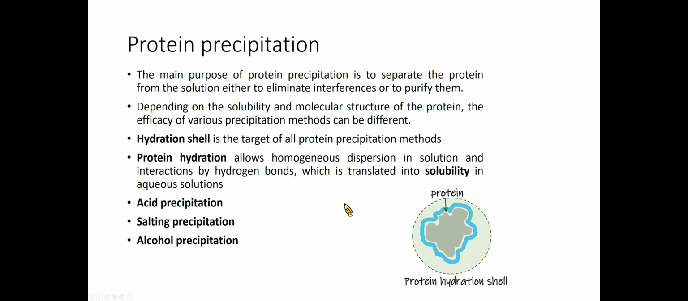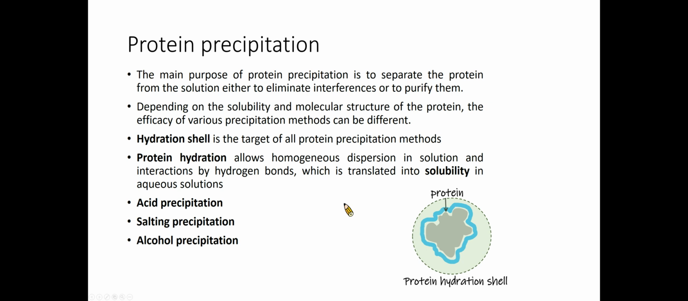Let's begin with protein precipitation. For small molecule mass analysis, proteins and lipids are the common sources of interferences. Therefore, the main purpose of protein precipitation is to separate the protein from the solution, reducing the potential interferences of mass analysis.